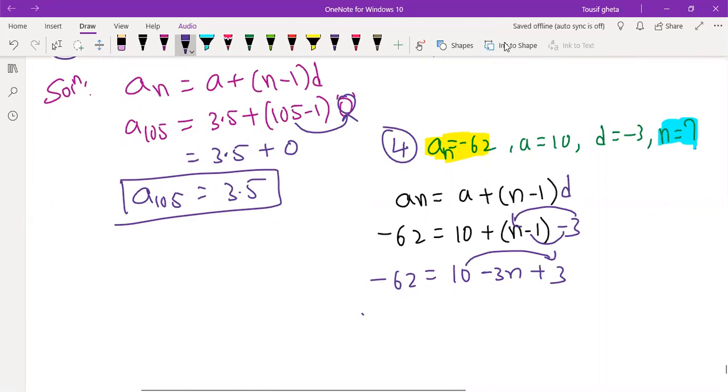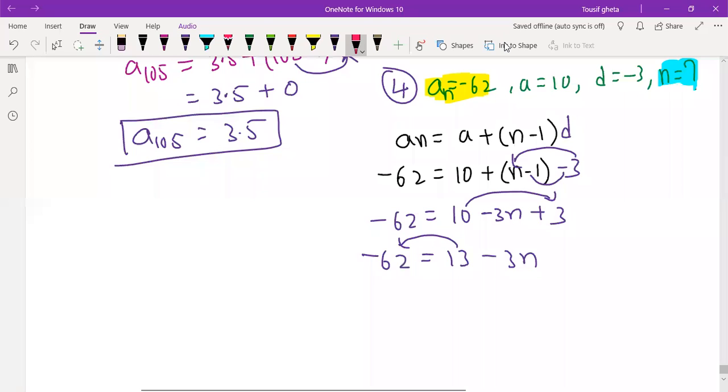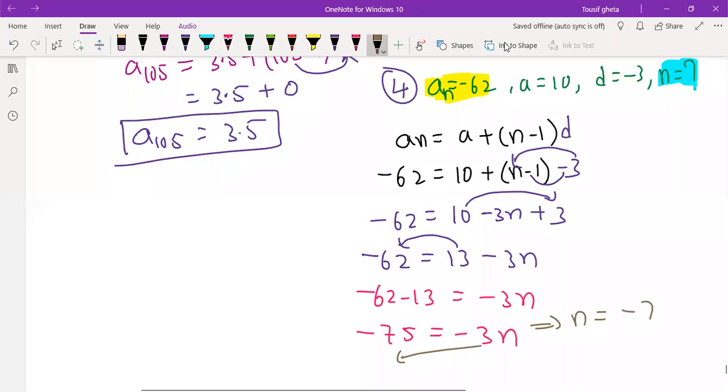10 plus 3, 13, minus 3n. This 13 I will take here, so I will get minus 13 is equal to minus 3n. Minus 75 is equal to minus 3n. You can write here n is equal to, this 3 will come down, minus 75 by minus 3. Minus minus cancel, 25. Yeah, done.